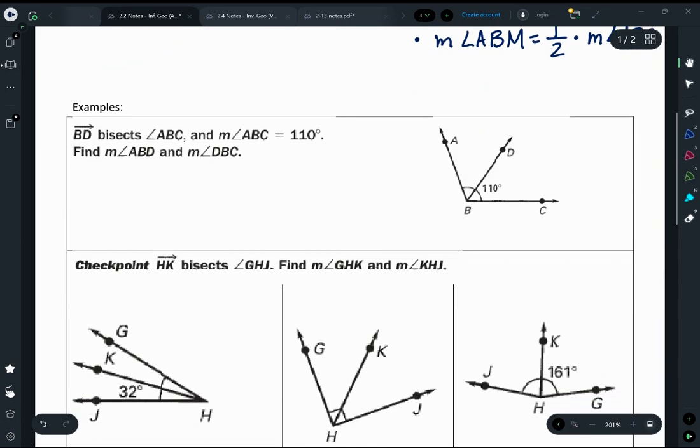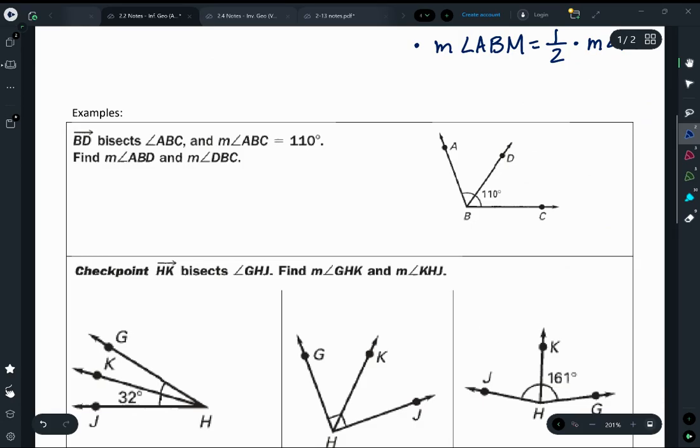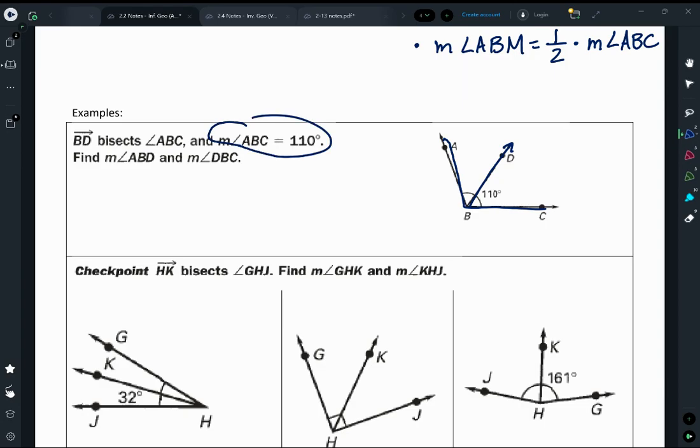So here is an example right here. We are shown this ray. It says ray BD. That's my ray symbol. So ray BD is bisecting angle ABC. ABC is the big angle right there, and the measure of angle ABC is 110. This is really important that they're saying this. What I want you to notice is this smooth curve through both sides of that angle. That's showing that the whole thing is 110 degrees.